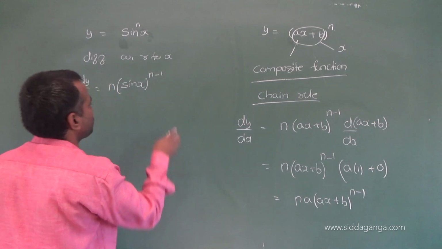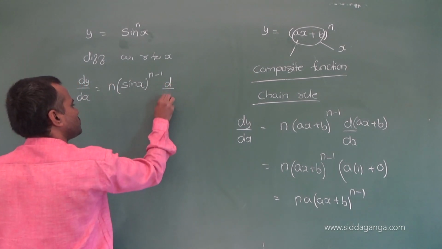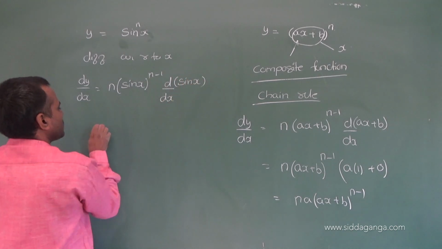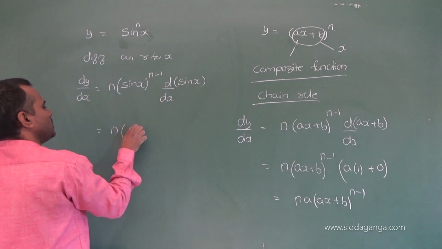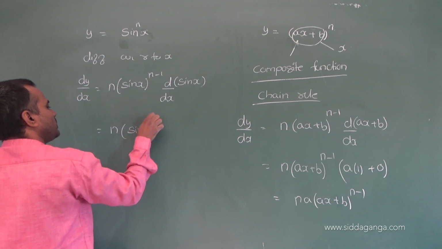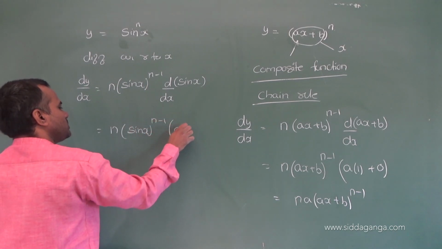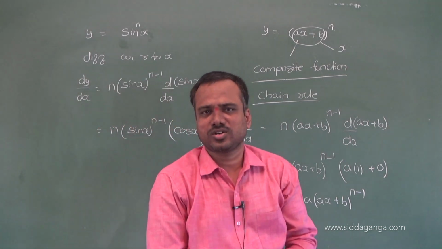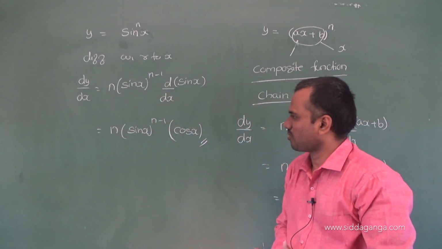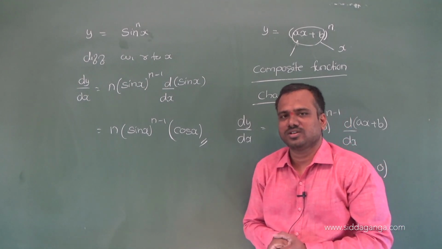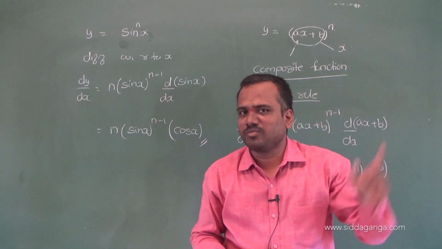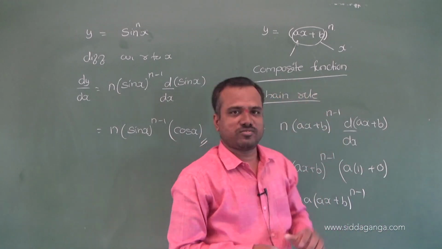Then differentiation of the composite function: sin power, another function, d by dx of sin x. n into sin x to the power n minus 1. The derivative of sin x is cos x. Observe this problem. The derivative of sin x is cos x. Okay, this is the method. You know very well in the second PUC classes about this composite function.